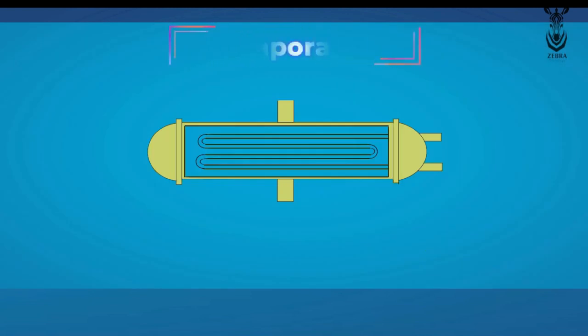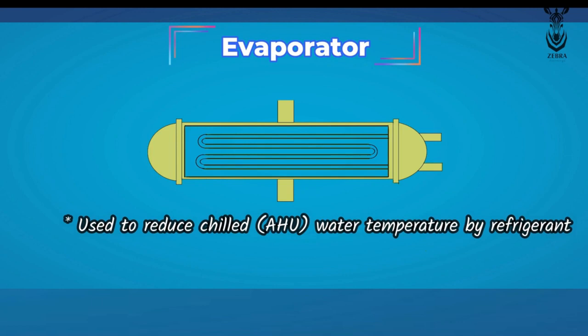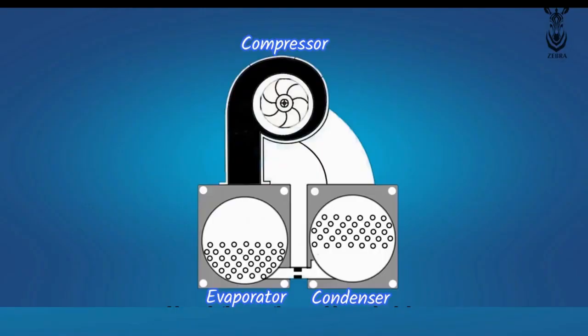Last, evaporator. The evaporator reduces the temperature of the water coming from the AHU with the help of the refrigerant, and it is sent back to the AHU. Now, let's see its working principle.